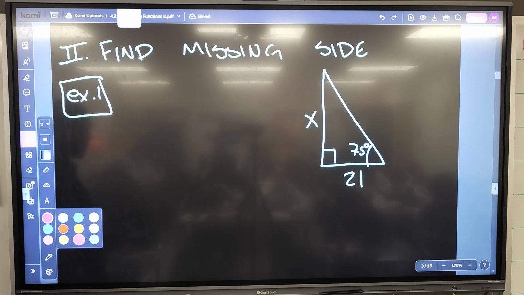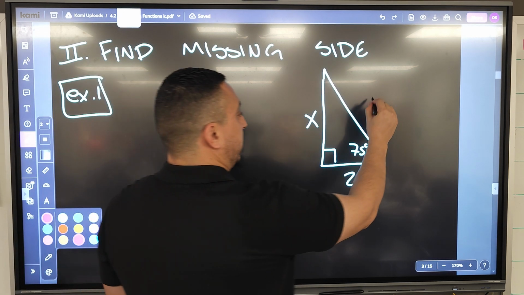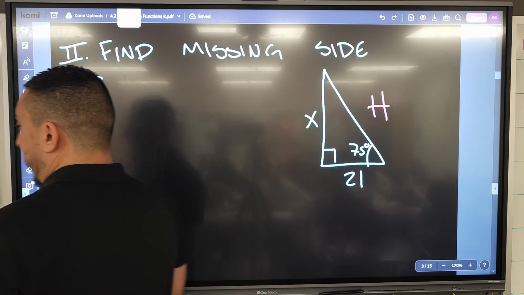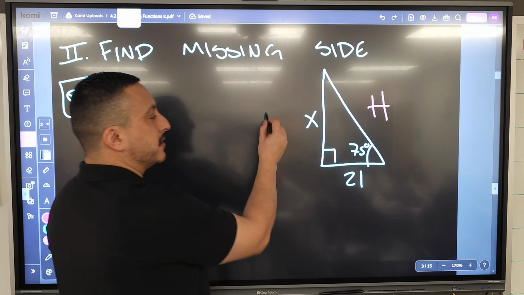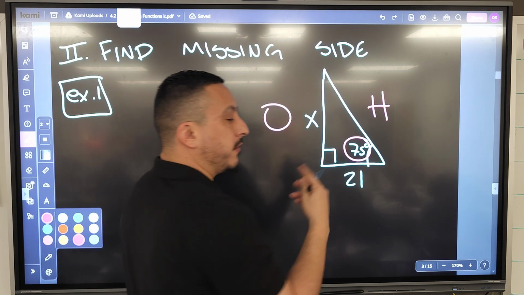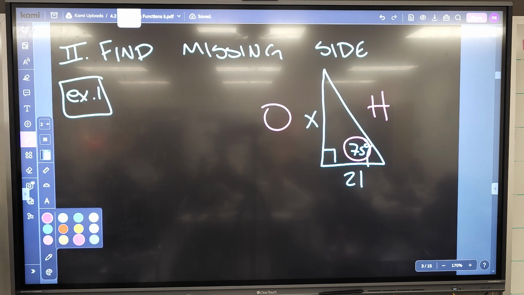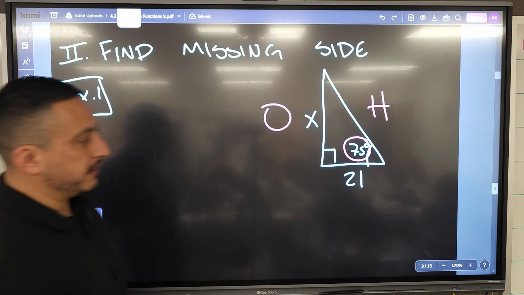So again, just like I taught you, you find H, O, and A first. So H, and label them. Would X be O or A? O, right? Because it's across the angle that we're focusing on. So 75 is the angle, right? And so by default, this is A.